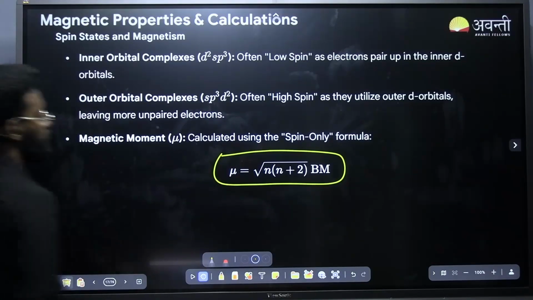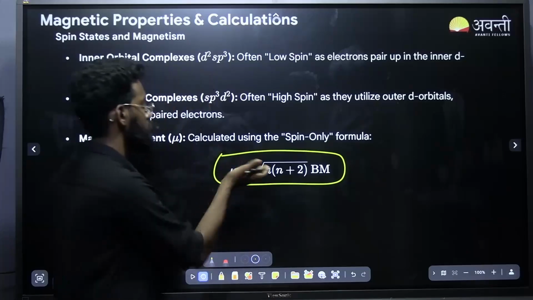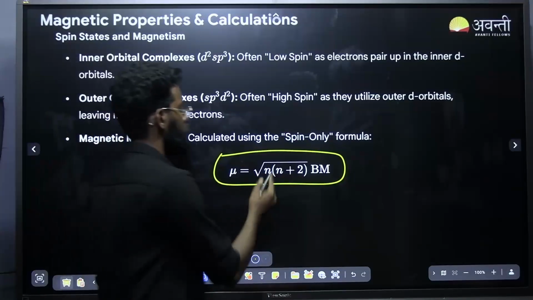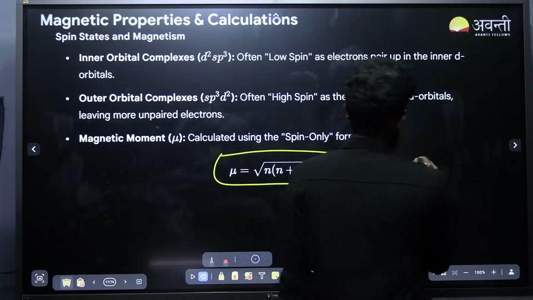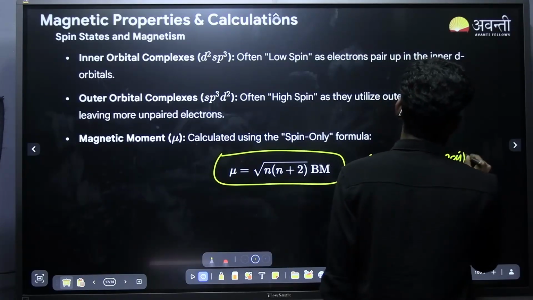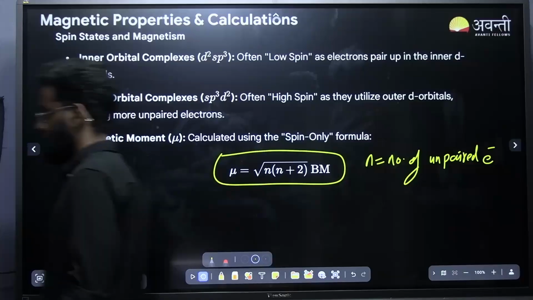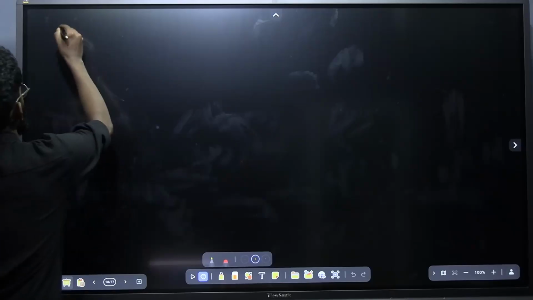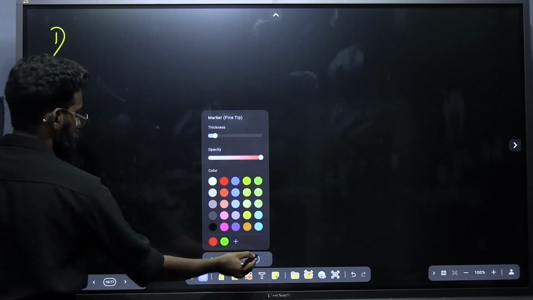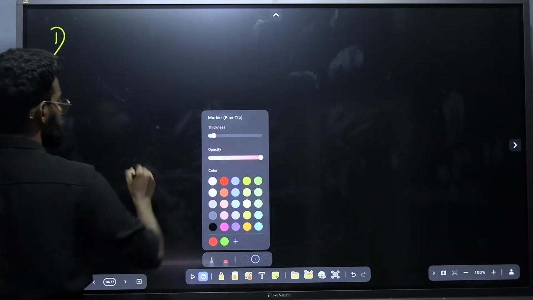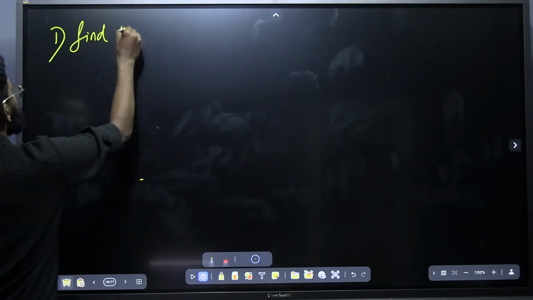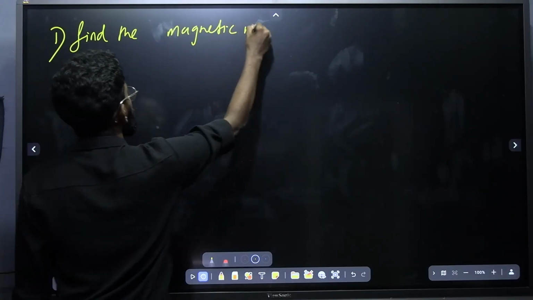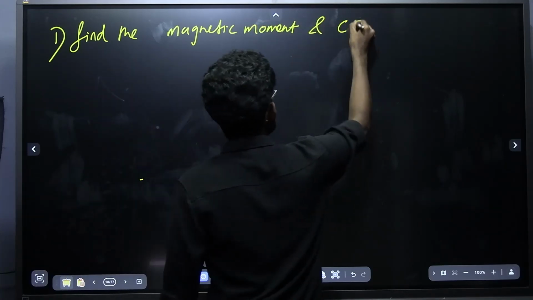So how can we calculate? Just find out the number of unpaired electrons and use the equation. This equation is there everywhere, in the atomic structure chapter also. In many chapters you can see this equation, root of n into n plus 2. What is n? n is the number of unpaired electrons. We can go through some examples and thereby we can get clarity. Yeah, first one: find the magnetic moment and CFSE of the following.